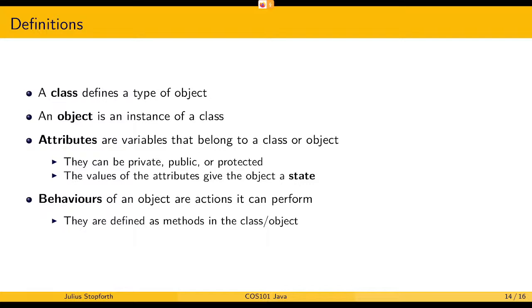Okay. Different programming languages have different terms for things. Some call them procedures, some call them methods, some call them functions. In Python, they call them functions. In Java, they call them methods. Okay, but they're the behaviors of an object.